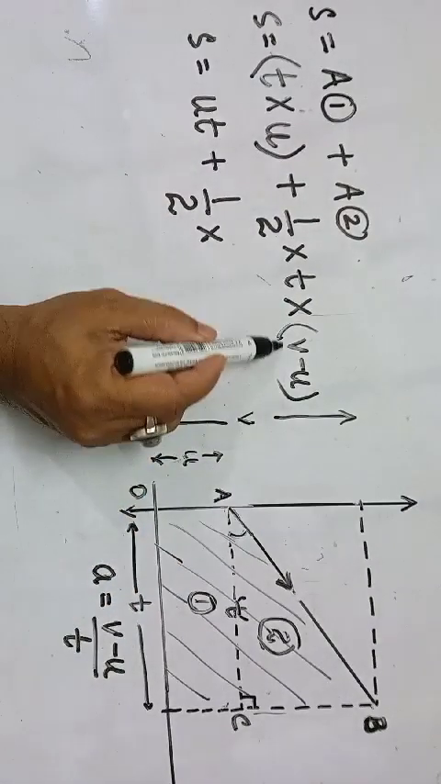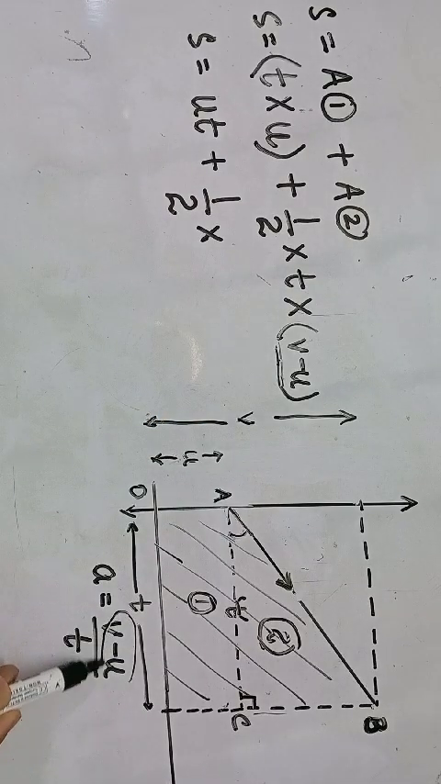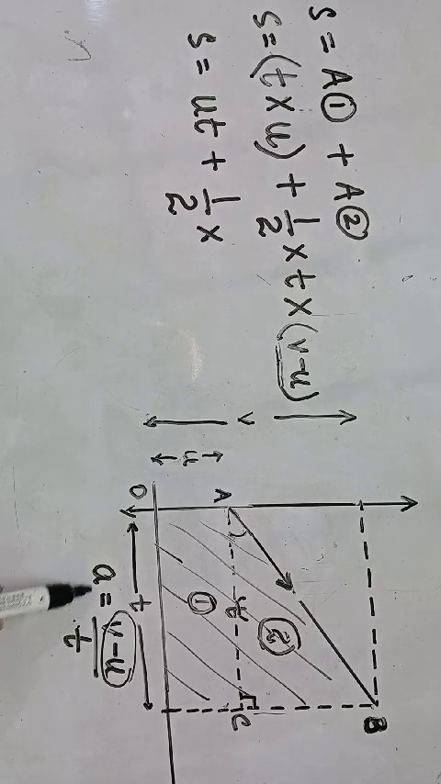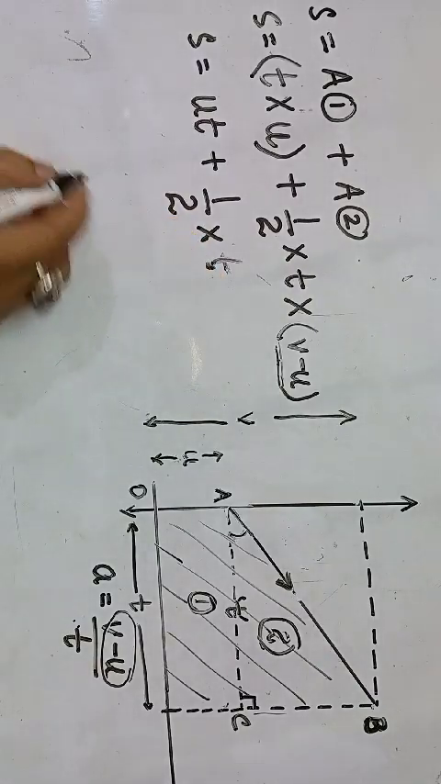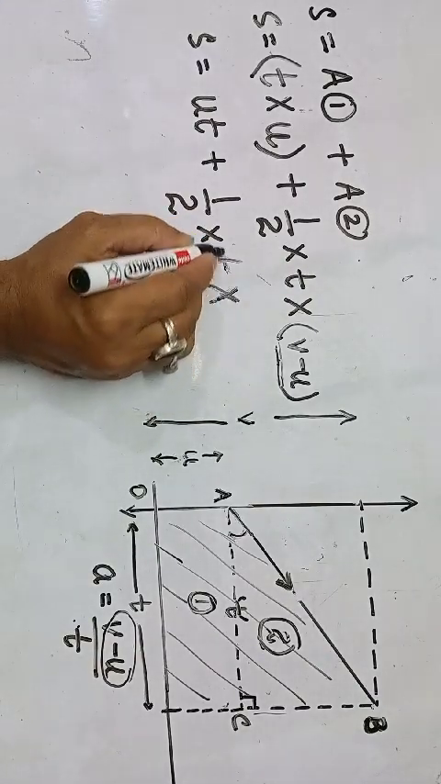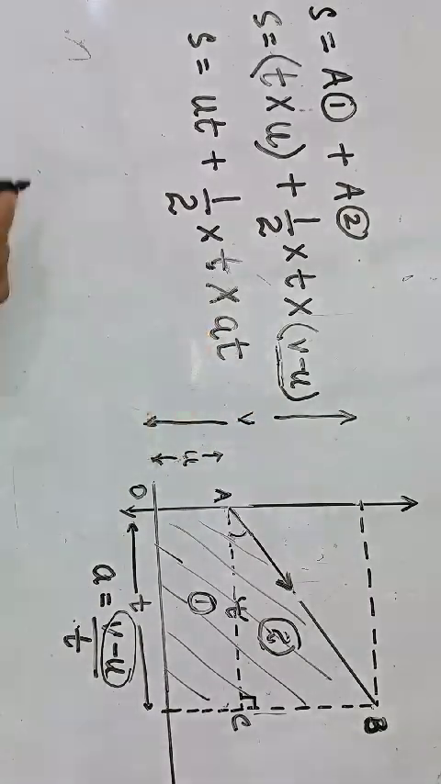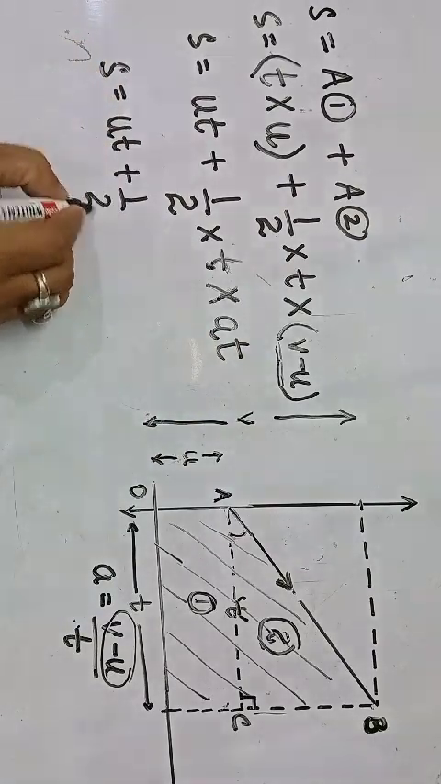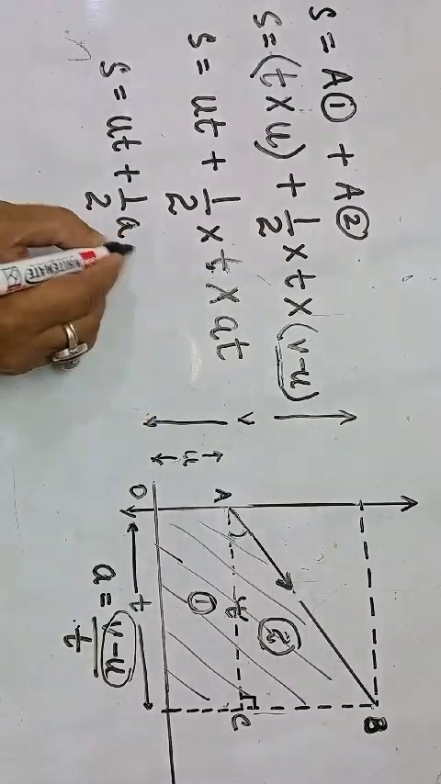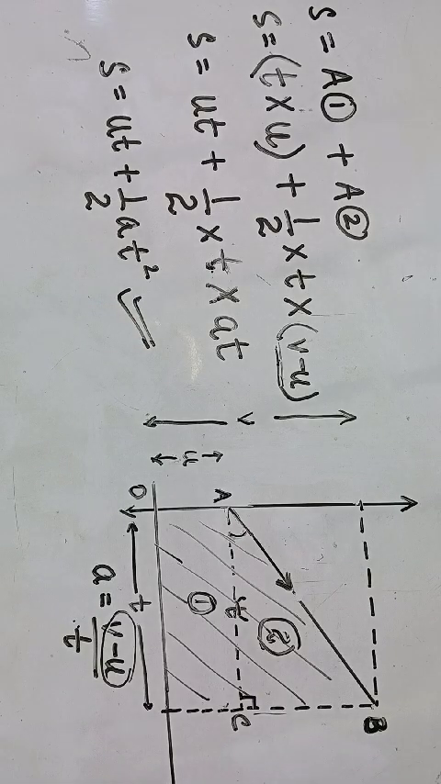So what we are going to do is replace this V minus U. If you look here, this V minus U can be written as A into T. This T is already there, and in place of this V minus U I am going to write AT. Now in the last line you can write s is equal to ut plus half a t into t, which will give you t square. So s is equal to ut plus half a t square becomes your second equation of motion. This is the way you will derive it.